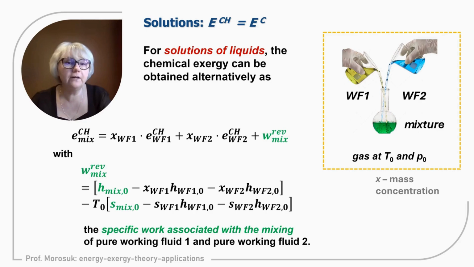To calculate the work of the reversible mixing process, we should involve the enthalpy of the mixture and the enthalpy of the pure substances forming the mixture with corresponding mass concentration, and the same applies to entropy. And in this way, we can calculate the chemical exergy of a mixture of liquids. Not necessarily two substances; of course it can be more substances, but the equation will be the same.